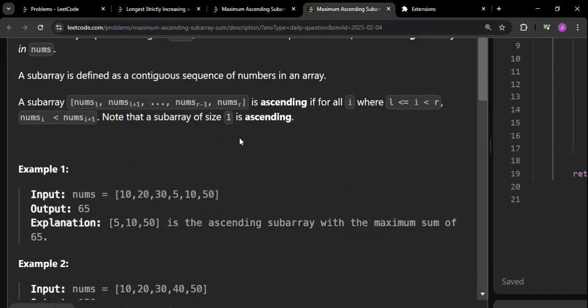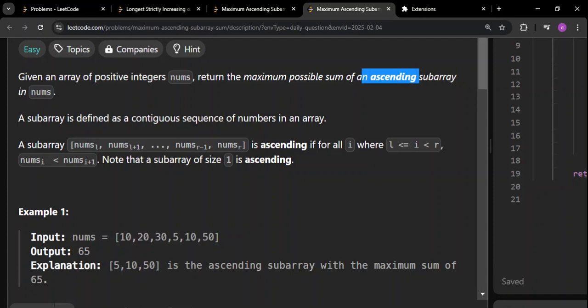But in this case they're very clearly mentioning that it has to be strictly increasing. For that reason, if you are at the ith element and you are going to the i plus 1th element, only if it is greater than the current element can you say that it is strictly increasing. In this case, 10, 20, 30 are strictly increasing. From 30 to 5, it is decreasing. Again from 5 to 10 to 50, it is strictly increasing. Only the ones which are strictly increasing, you have to consider. For example these three, and these three. These are the two subarrays which you can consider, and among them, whichever has the highest sum, that you have to take. I will again repeat the question. Given an array of positive integers nums, return the maximum possible sum of an ascending subarray in nums.